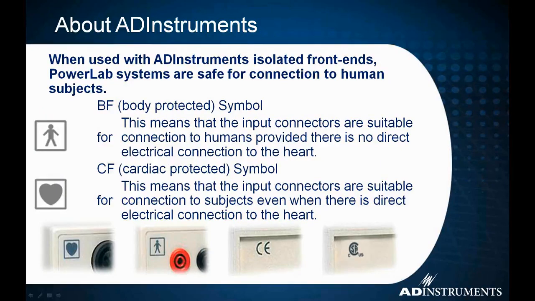Of course, after saying that we can connect to humans, there comes the question: how do I know what device I buy from AD Instruments can be connected to a human being? We use the industry standard for the body protected and cardiac protected symbols and their certifications. So if you have any doubts, look at the front of the unit, and if it's okay to be connected to a human being, you'll have your little body protected symbol here. And if it's okay to have a direct electrical connection to the heart, you'll have your cardiac protected symbol here.